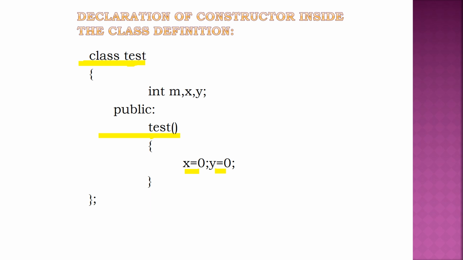Once an object is created, the constructor automatically starts executing. The value of x equals 0 and the value of y equals 0 are initialized for the two variables. This is how you create a constructor.